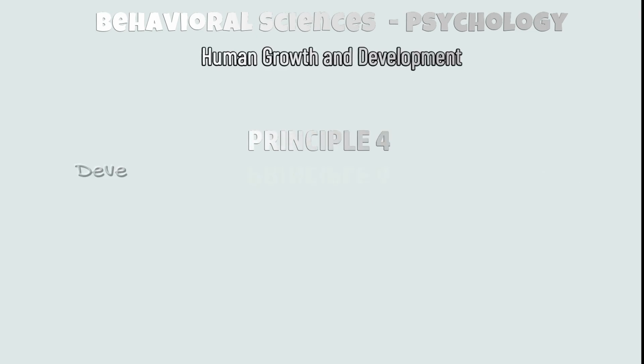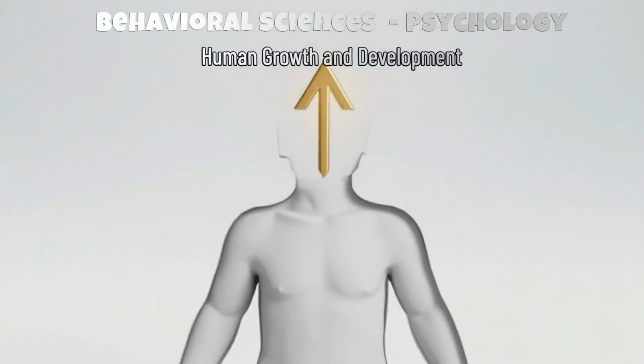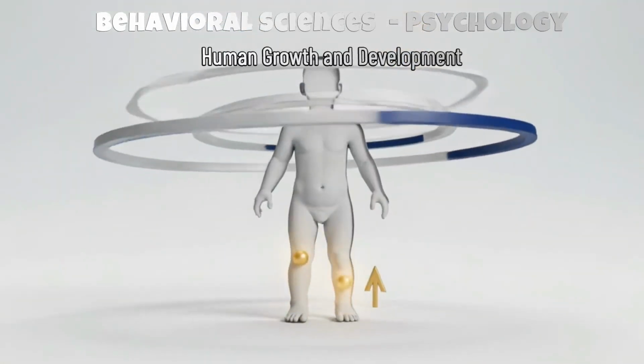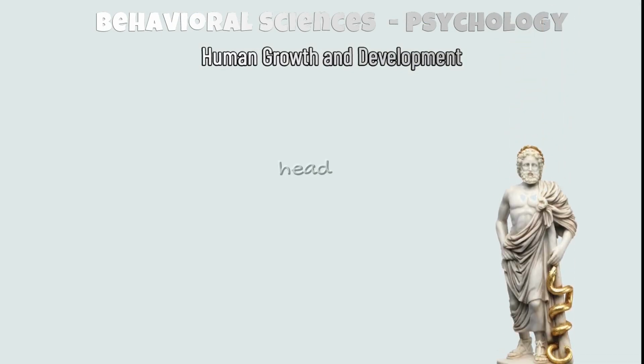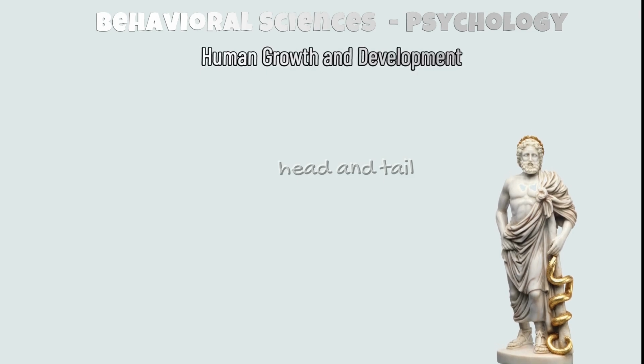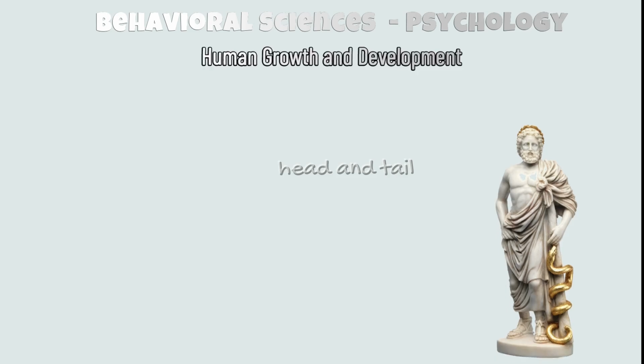Principle 4. Development proceeds in a cephalocaudal direction. Fourth, there is a principle called cephalocaudal development. This is a term you will see in your exams, so let us break it down. Cephalocaudal comes from the Latin words for head and tail. It simply means that development begins at the head and moves downward toward the feet. A baby gains head control before they gain trunk control, and they gain trunk control before they gain leg control.